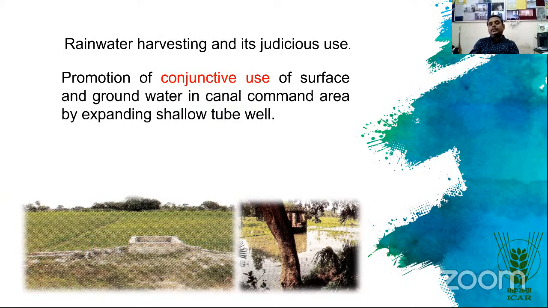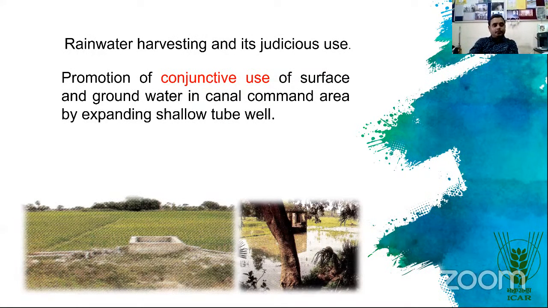And promotion of conjunctive use of surface water and groundwater in canal command areas is very much important, and exploring shallow tube wells. This is very much important when we are going to plant rice. The canal is opened at a different time than our need for water, especially for raising the nursery. At that time we can use groundwater for raising the nursery, so that we can save 10 to 20 days, and in a cropping system this will be very crucial for taking crops in rotation.